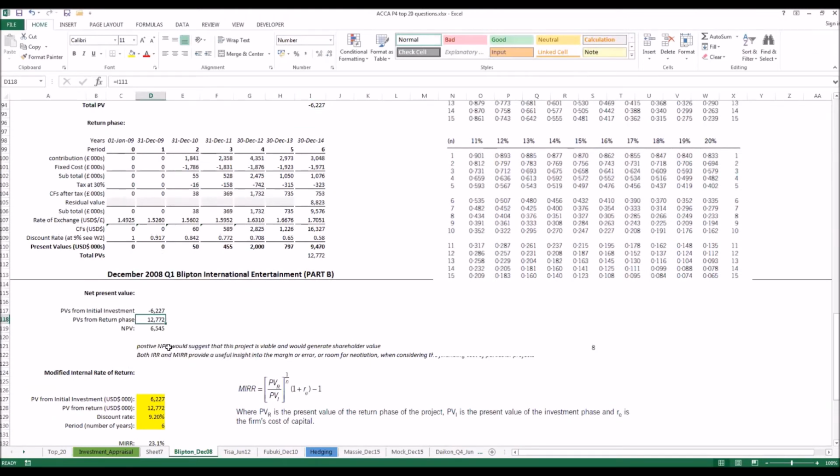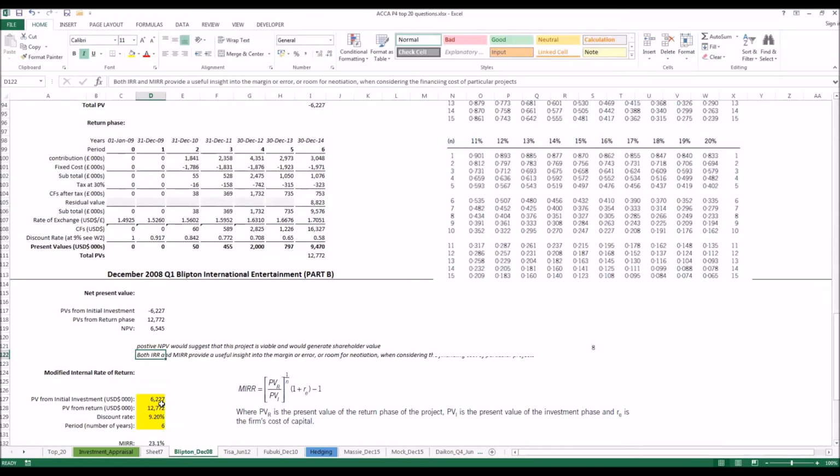So to get the NPV in part B, we simply take the negative present values from the investment phase, add to that the positive present values from the return phase. We get an NPV of 6.5 million. General commentary around that is that positive NPV would suggest that this project is viable and would generate shareholder value. The higher the NPV, the more positive it is, the more value will be brought to the shareholders. On that basis, the project should be accepted.